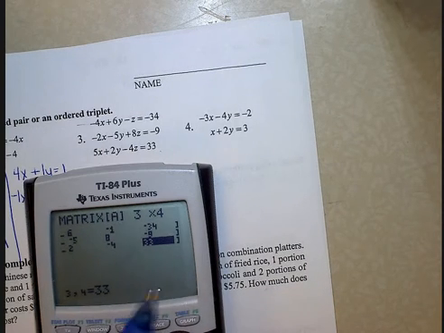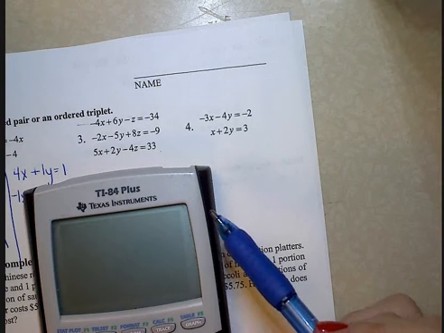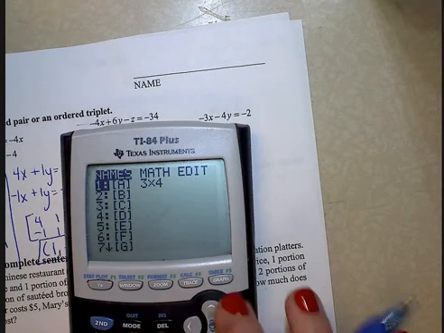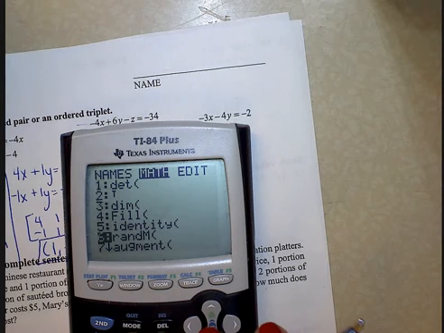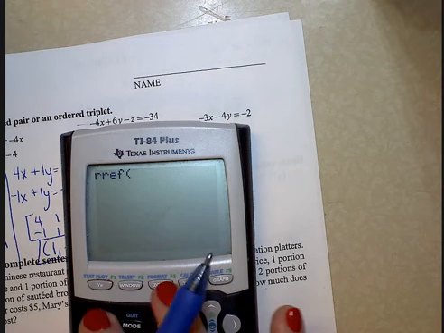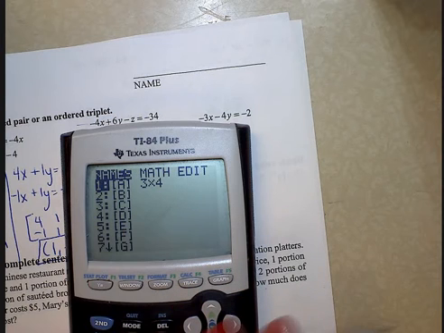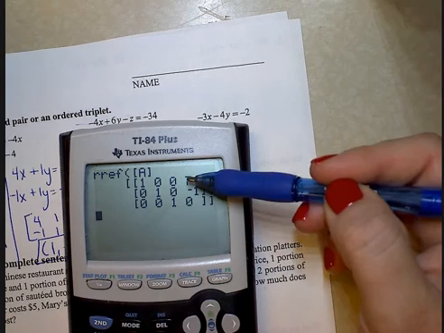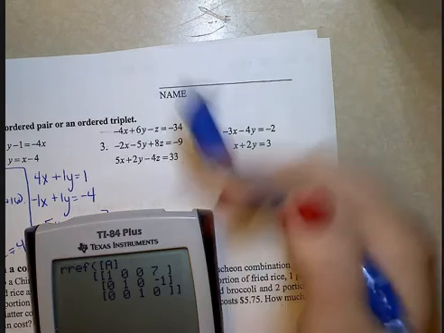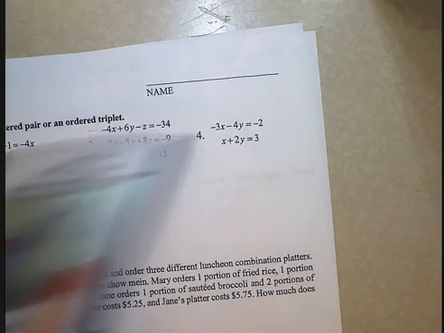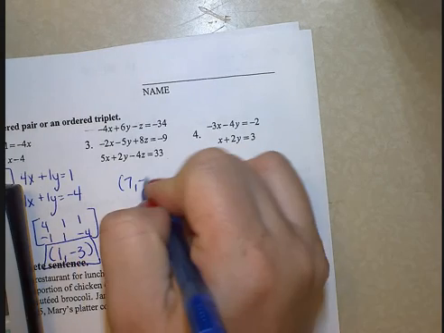Okay, so we've defined our matrix A. We quit out, and now we go second matrix. Go to calculate, or go to math. Find RREF. Then second matrix. Make sure A is highlighted. Press enter. And again, it's going to be in alphabetical order because it was set up in alphabetical order. So this is your X, Y, and Z.